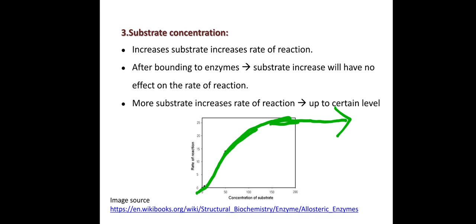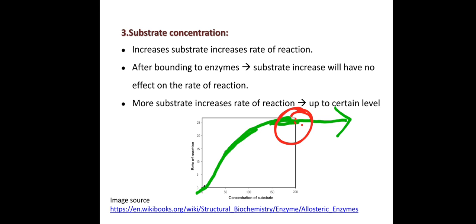Let us say that there are 1000 molecules of substrate and 500 molecules of enzymes. At this particular point, there are 500 enzymes. How many substrates can bind to 500 enzymes? Maximum 500. So that's where you reach this plateau. No further increase in rate is possible because all the enzymes that are available already have their active sites occupied by substrates, and this continues until all the substrates are converted into products.